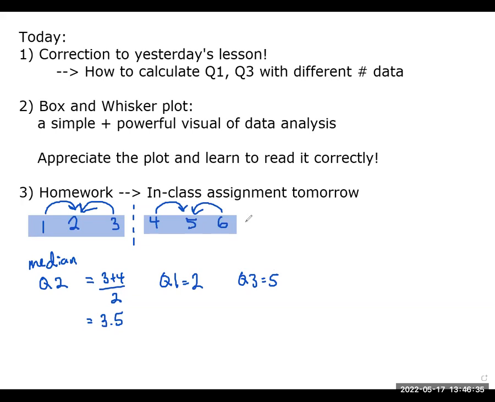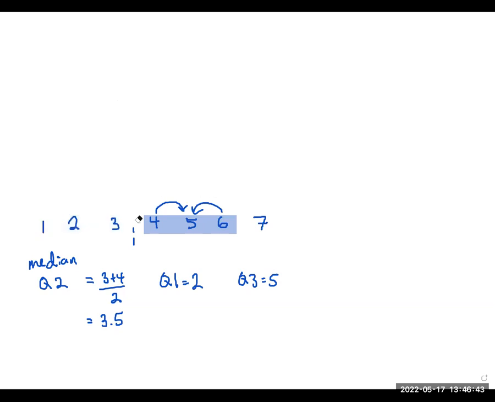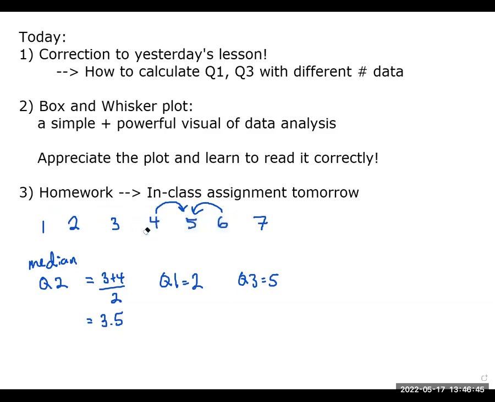Now I'm going to increase it. What if I have an odd number set? So now I'm doing 7. So I will have a different Q2, a different Q1, a different Q3. Here we go. Which number is the middle?